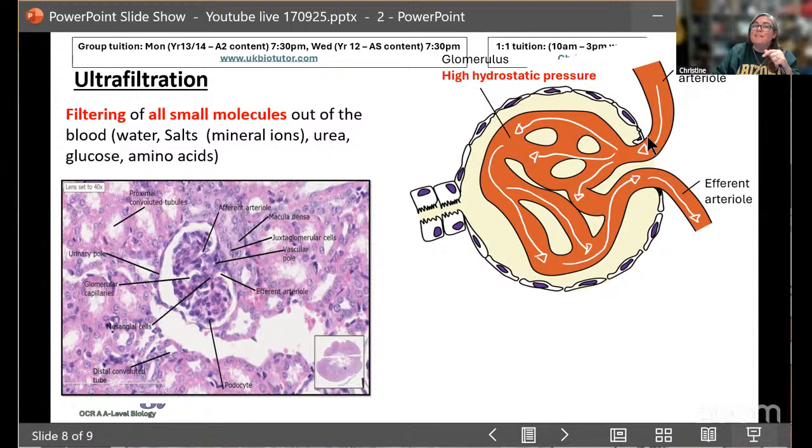the blood is going to be pushed down from the afferent arteriole, and because it's being pushed down at a high pressure, that is going to force the blood down into the glomerulus. So we're ending up with what's known as this high hydrostatic pressure, and that high hydrostatic pressure is going to force the small substances, your water, salts, mineral ions, urea, glucose, amino acids, that list that you were asked to put down, out into the Bowman's capsule to become part of the nephric filtrate.